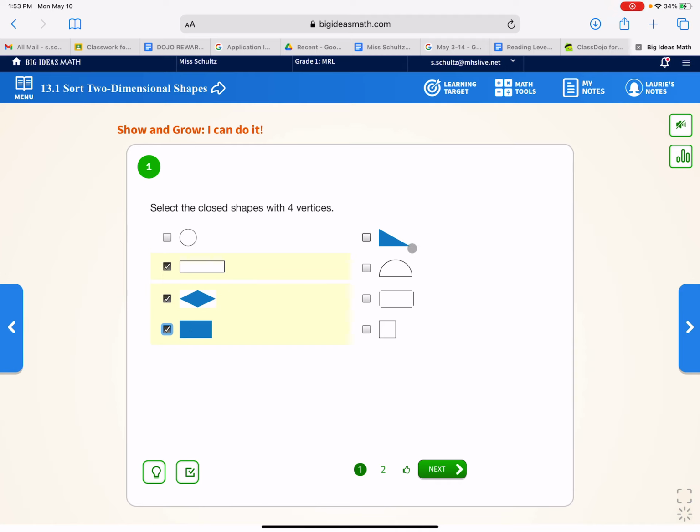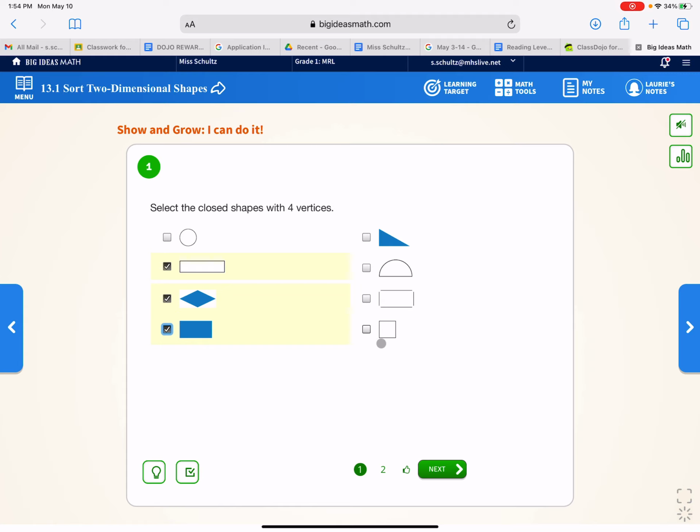Do you see any open areas in this shape? No. So it is closed, but how many vertices does it have? It has 1, 2, 3. So it does not meet what we're looking for because we're only looking for 4 vertices. And if we go to the shape below, it is closed as there's not any open areas poking out, but it only has 1, 2 vertices. And if we go down below, there is some open points. So this is not a closed shape.